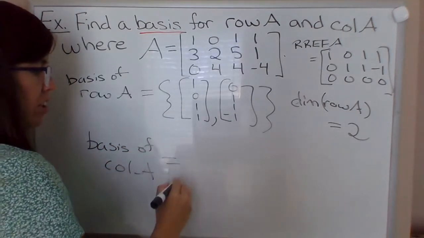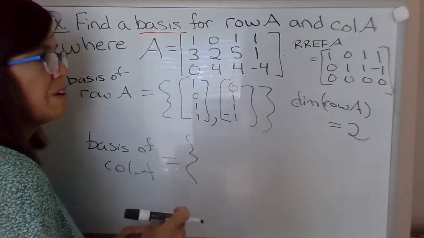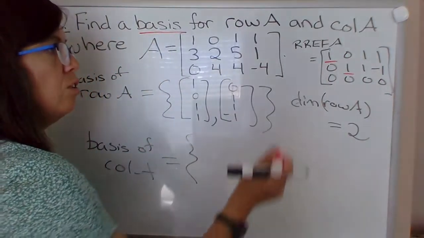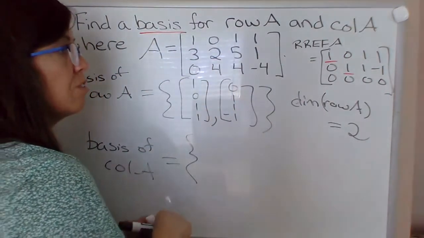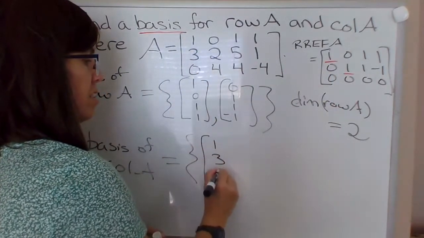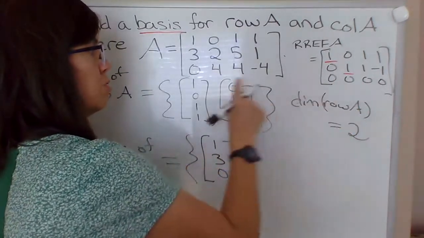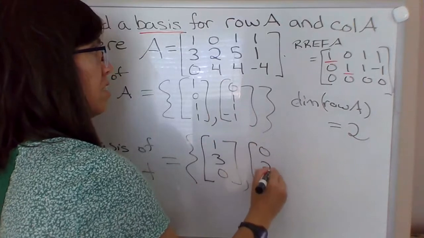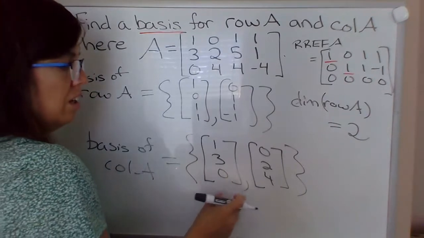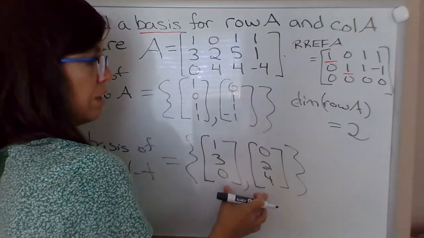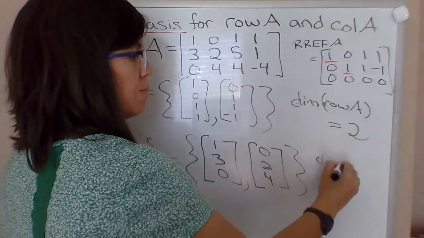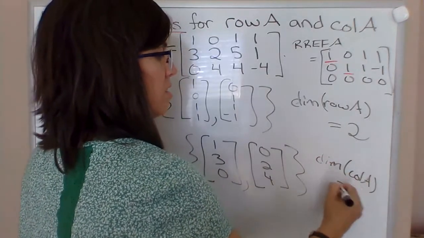If you think back a couple of sections, you can find a basis for the column space of a matrix by looking at the pivots in your reduced form and using the corresponding columns of the original matrix. So if I have a pivot in column 1 here, then column 1 of the original matrix is going to be one of my basis vectors. Pivot in column 2, so column 2 of the original matrix is going to be another one of my basis vectors. And so this is a basis for the column space of A. This also contains 2 vectors. And in fact, the dimension of the row space is always going to match the dimension of the column space. So in this case, 2.